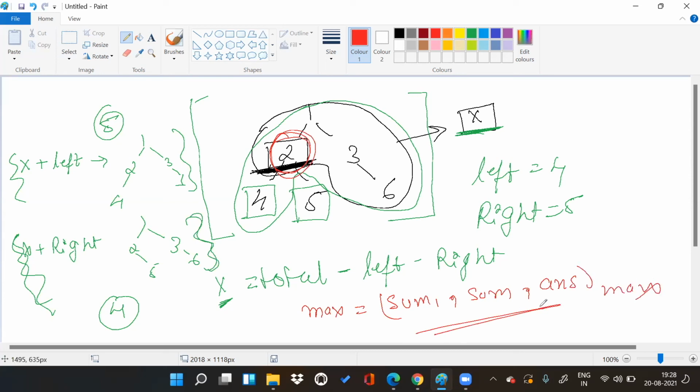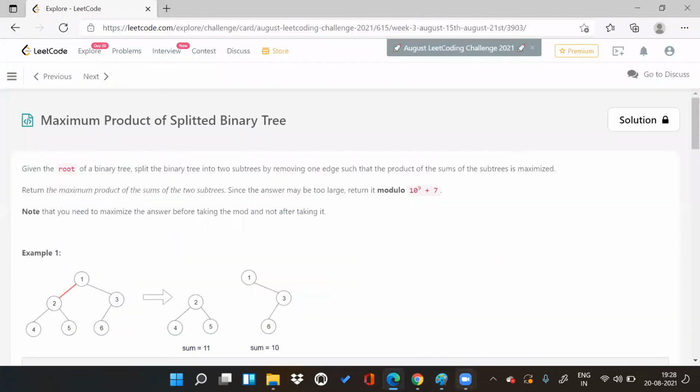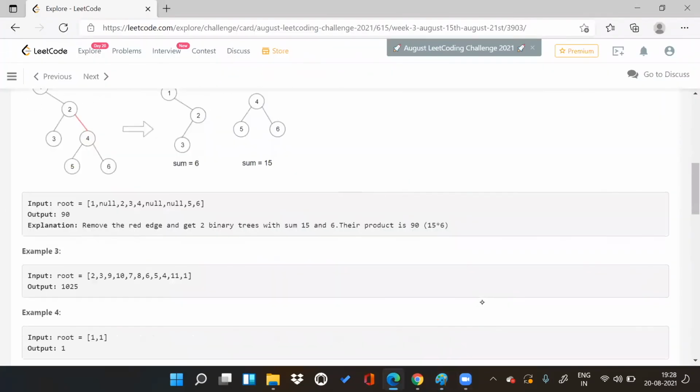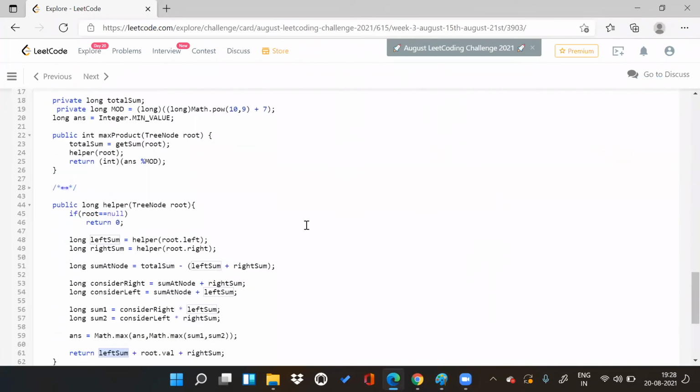Let me just walk you through the code that I have written for this particular solution. Okay, so this was a calling function that says maximum product. As I said in the algorithm itself, the very first thing would be to get the total sum of the tree that is given to us.